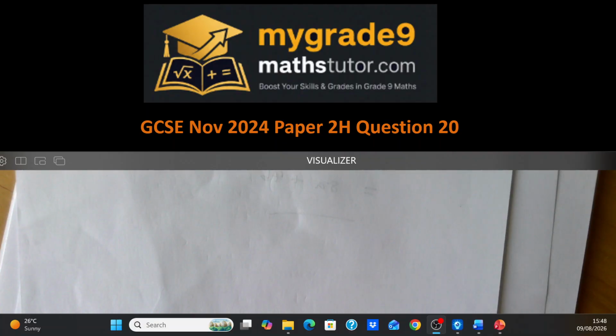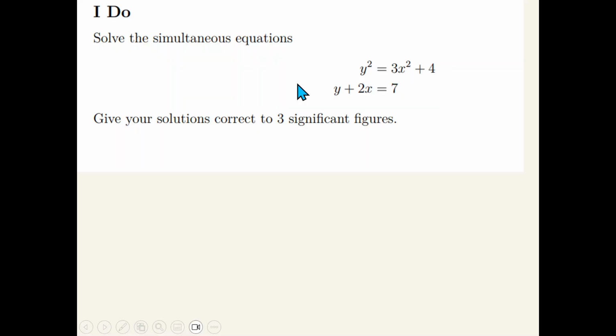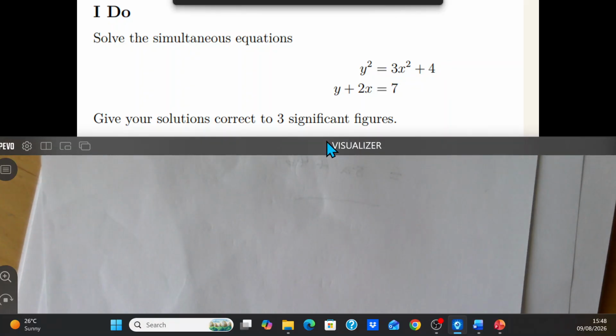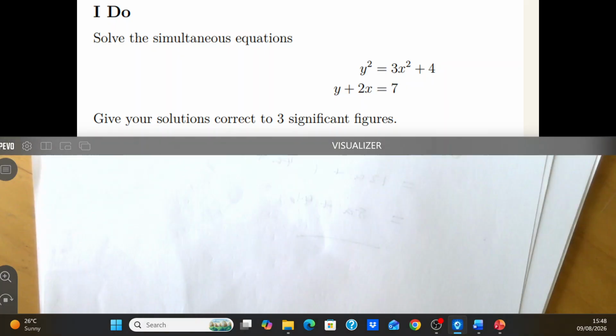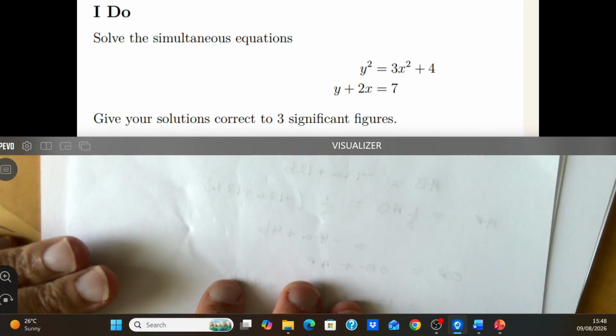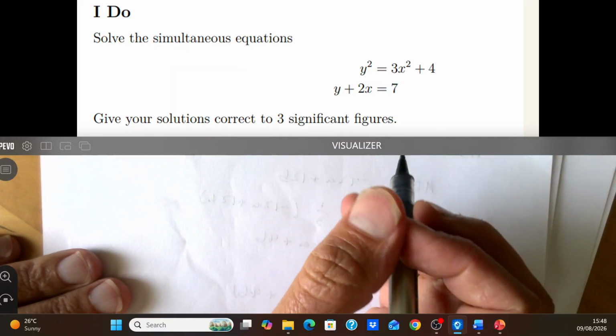Now we are doing November 24, paper 2H, question 20. And this is a quadratic simultaneous equations question, and I love quadratic simultaneous equations. I think it's one of these things that is quite therapeutic in a way as a maths teacher. I quite like doing it. So give your solution to 3 significant figures.